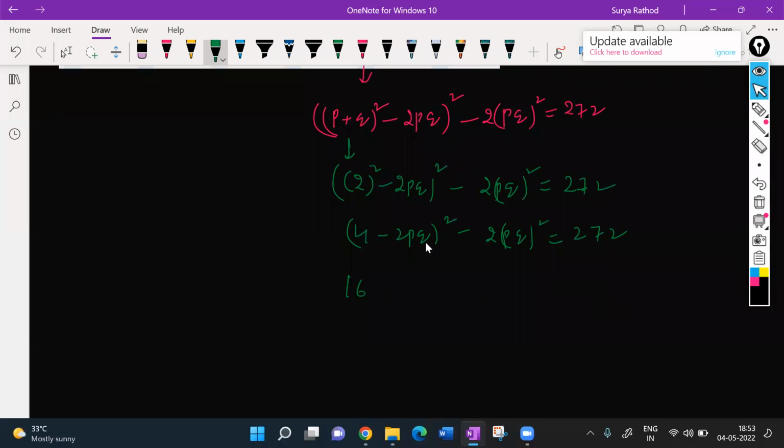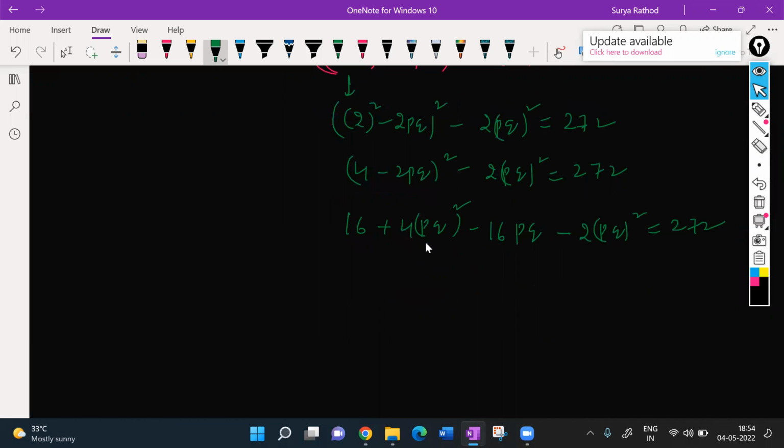Now apply a squared plus b squared, minus 2ab. 2ab is nothing but what, beta? 2 to the 4, 4 fours is 16, correct? Can I write it like this? 16 plus 4 times pq whole squared minus 2 times pq whole squared, am I right? 16 times pq is equal to 272. See, are the others understanding or not?